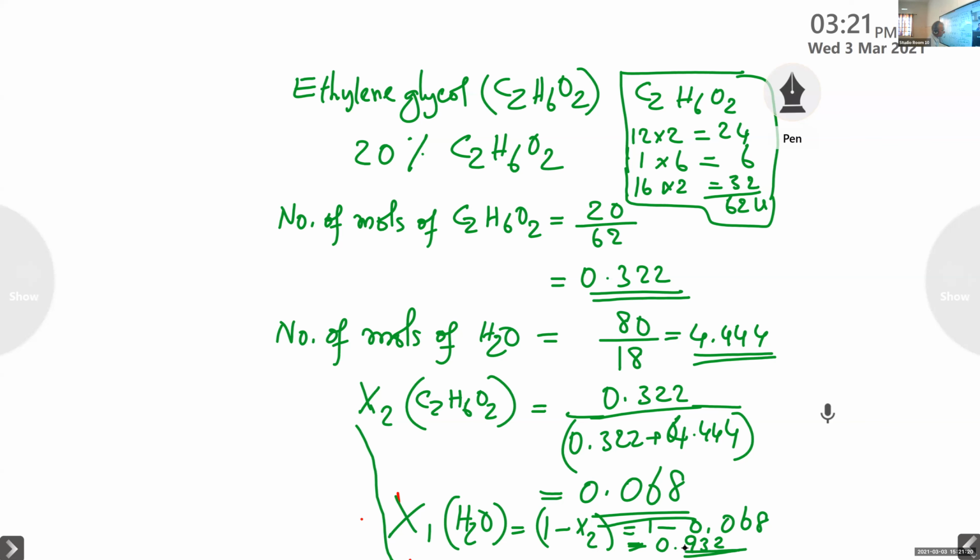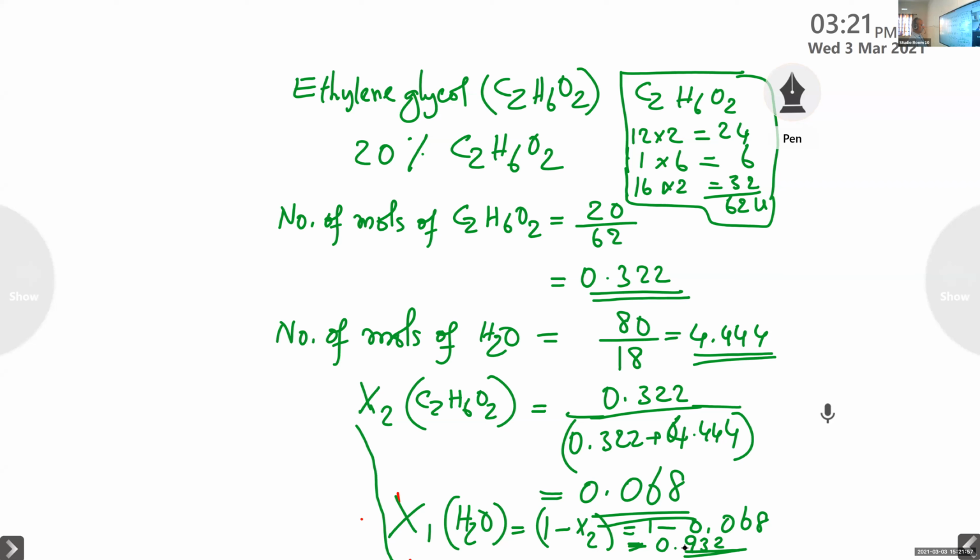0.932. That is the mole fraction of water. Definitely you can calculate the mole fraction in another way, as I told. That is number of moles of water by total number of moles. That means 4.444 by 0.322 plus 4.444. That is also a method to calculate the mole fraction of water. That is rather difficult. But the second method is very simple.